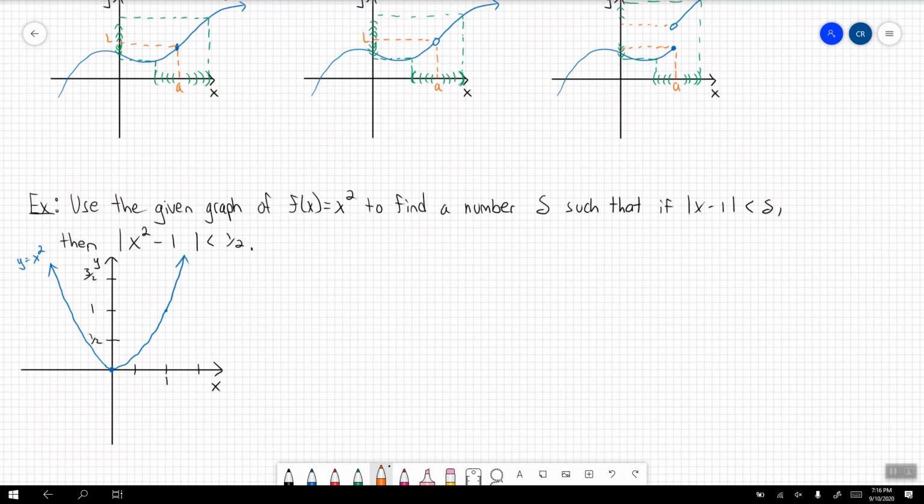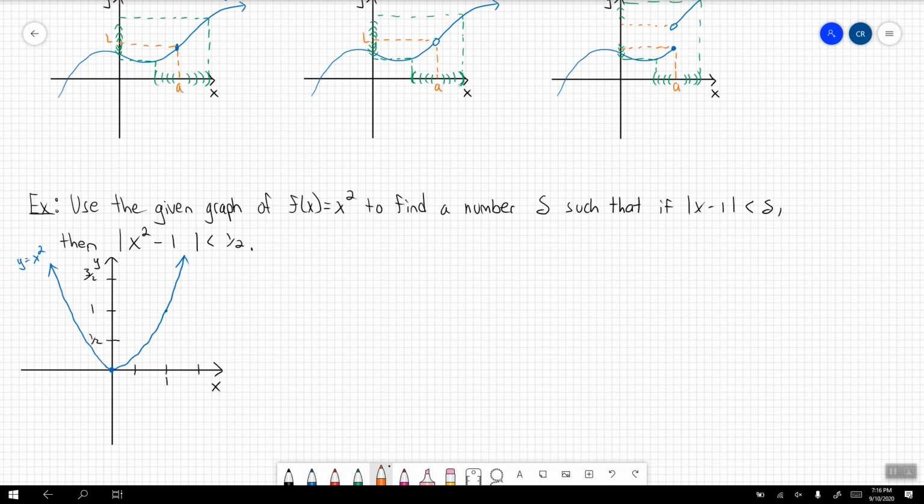Now, in order to jump into these proofs, we're going to first go through an example to make sure that we understand what's happening with this epsilon and with this delta. To illustrate this, we're going to use this example that says: use the given graph of f of x equals x squared to find a number delta such that if the absolute value of x minus 1 is less than delta, then the absolute value of x squared minus 1 is less than 1/2.